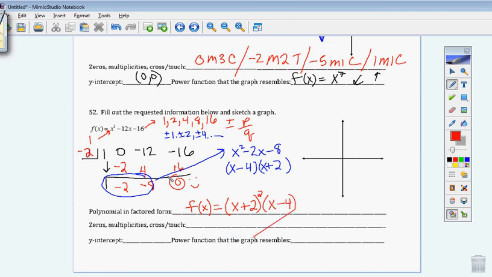Now, zeros, multiplicities, cross, touch. We got negative 2, multiplicity of 2, touch. So negative 2, and it's going to touch there. And then we also have 4, multiplicity of 1, cross. So 1, 2, 3, 4, multiplicity of 1, cross. All right, so what do we do here?